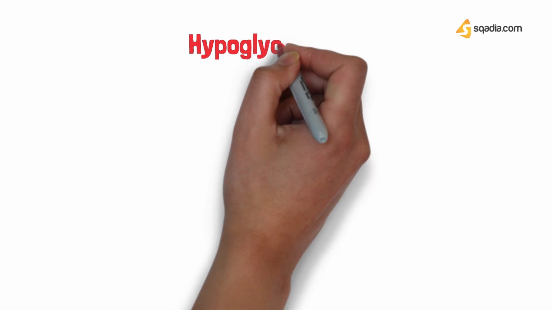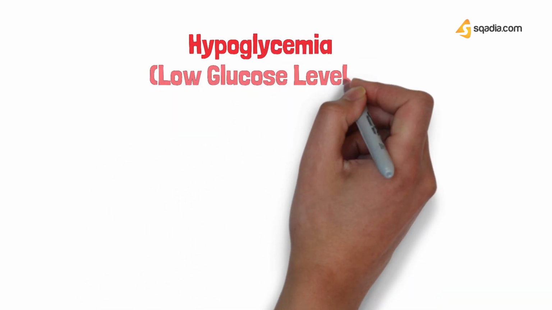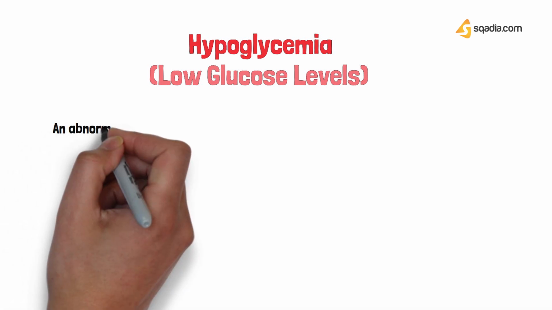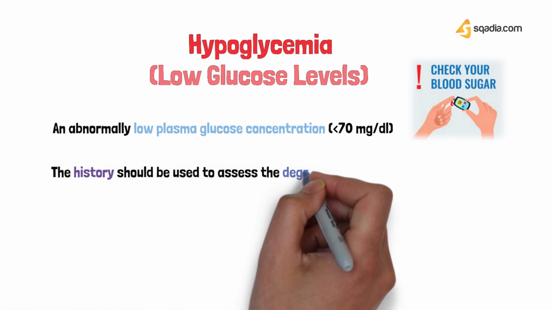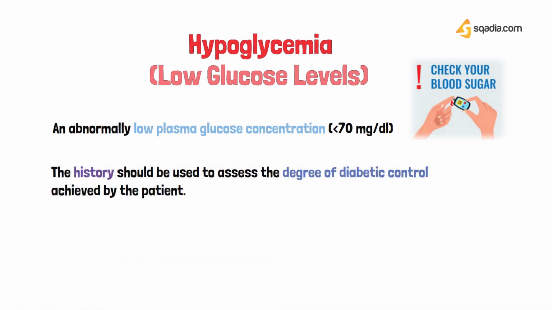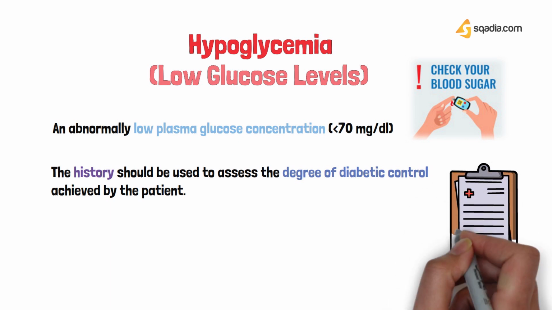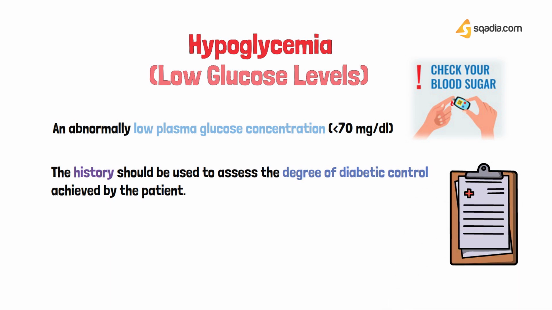Now let's talk about hypoglycemia, also known as low glucose levels. This is basically an abnormally low plasma glucose concentration of less than 70 milligrams per deciliter. Now, for a patient who has a history of diabetes, we need to take a thorough history and we need to assess the degree of diabetic control that the patient has.